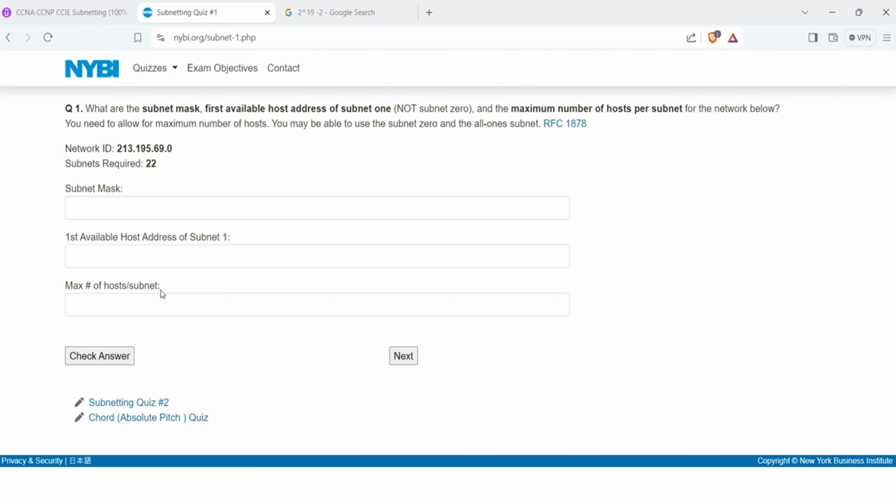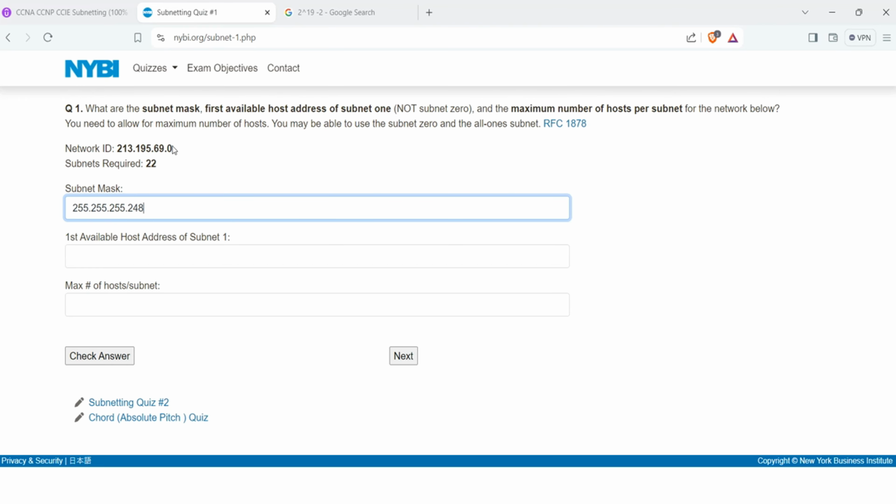Next, 22 networks for a class C. Okay, 255.255, right? 255 dot what? Okay, how do I get 22? 2 to the 4 is 16. 2 to the 5 is 32. So 5 bits, 248. Now, I borrowed what? 5 bits from the third octet, fourth octet, third, second, and first.